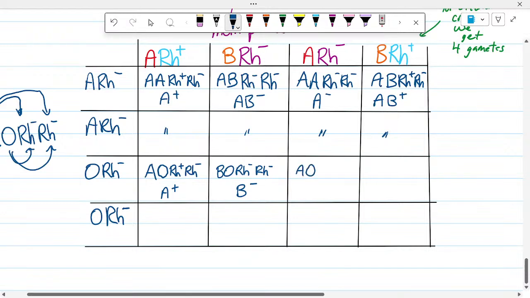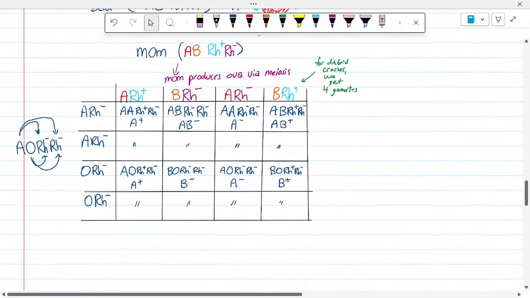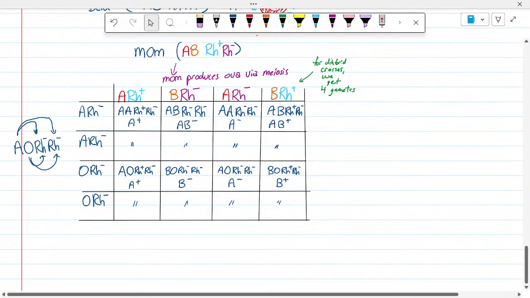Here we go. A, O, Rh negative, Rh negative. This person will be A negative. Here, BO, Rh positive, Rh negative. This person will be B positive. And these will just be the same. Now, is that a bit of a pain? Yeah, I guess. But it's not any more difficult than a monohybrid cross.